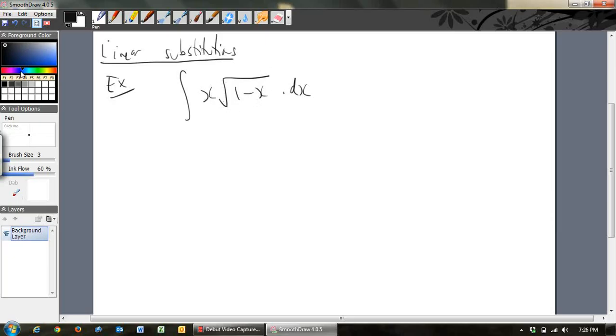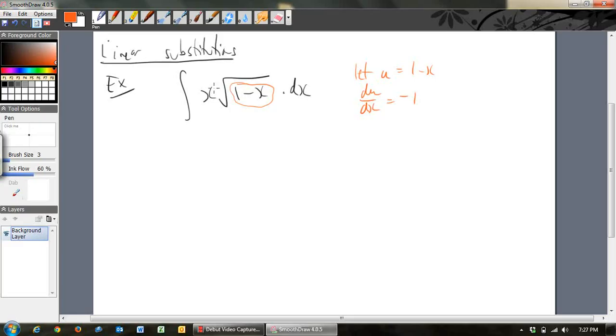But what happens is that when you have an inside function that is linear, what you can do is to try and make a linear substitution, and I'll show you what I mean by that. So if we say let u be equal to 1 minus x, then what we have is du dx is equal to negative 1. But also, we've got this x sitting out here.